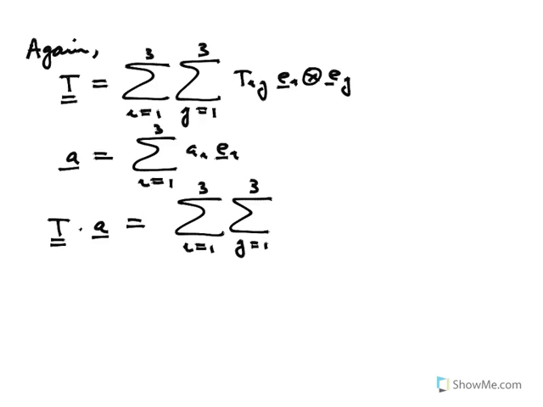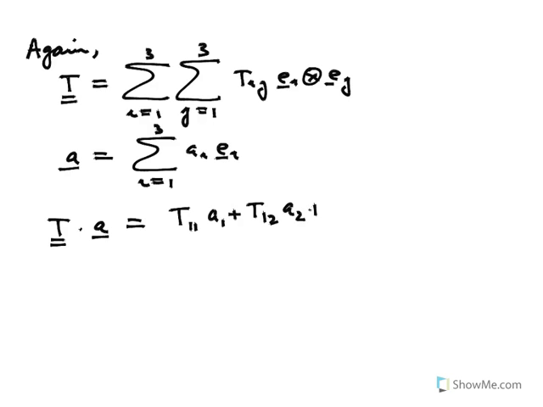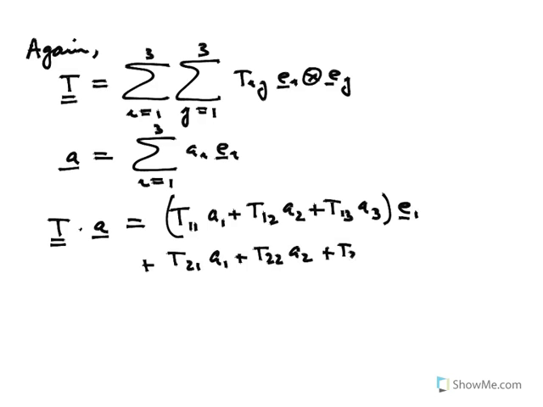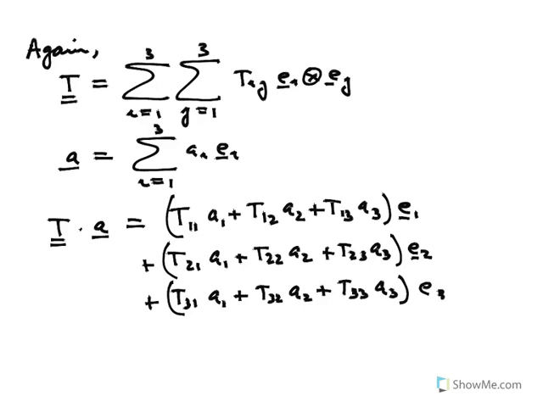Now, you go through this and you actually get the following result. Let's do this in two steps so we can see it a little more clearly. We get T11 A1 plus T12 A2 plus T13 A3, multiplied by E1, plus T21 A1 plus T22 A2 plus T23 A3, multiplied by E2, plus T31 A1 plus T32 A2 plus T33 A3, multiplied by E3.